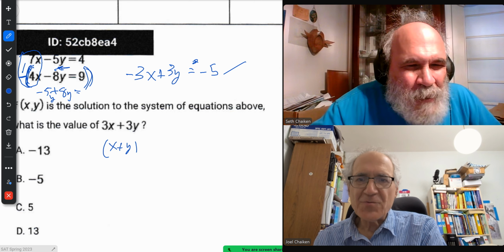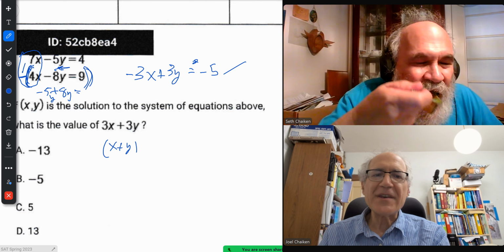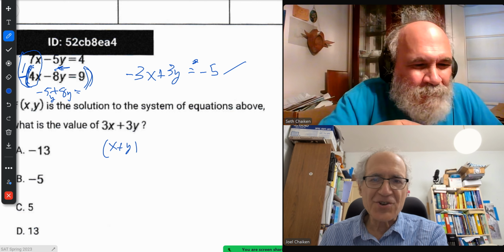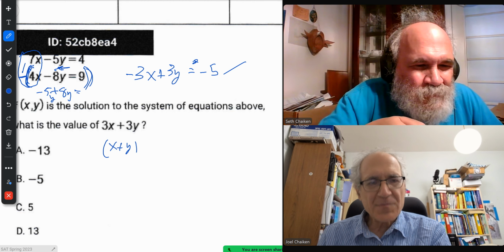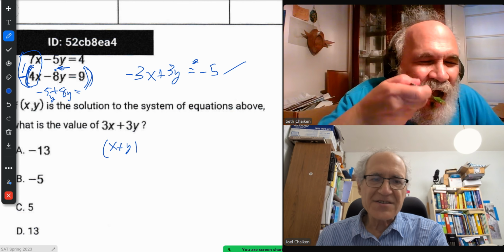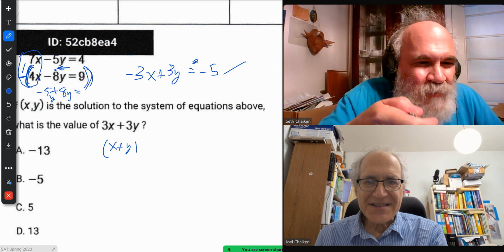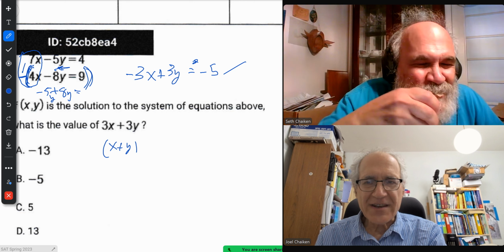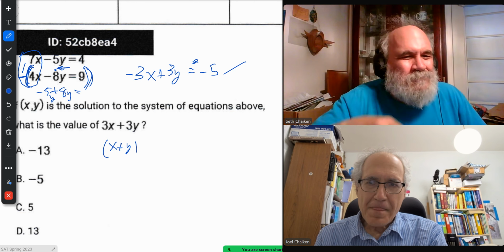So the question one has to ask now is, is it faster to try to be a brilliant person and figure out if there's a cute way of getting 3x plus 3y without actually having to solve for x and y? Or do we just solve for x and y, add them, and multiply by 3? That's the executive decision we need to make, and we need to make it quickly. This is what you need to do on the test.